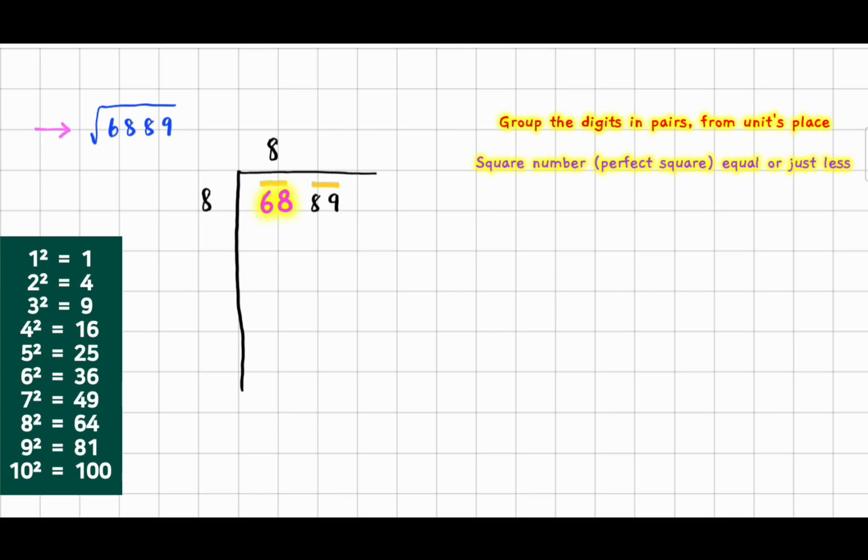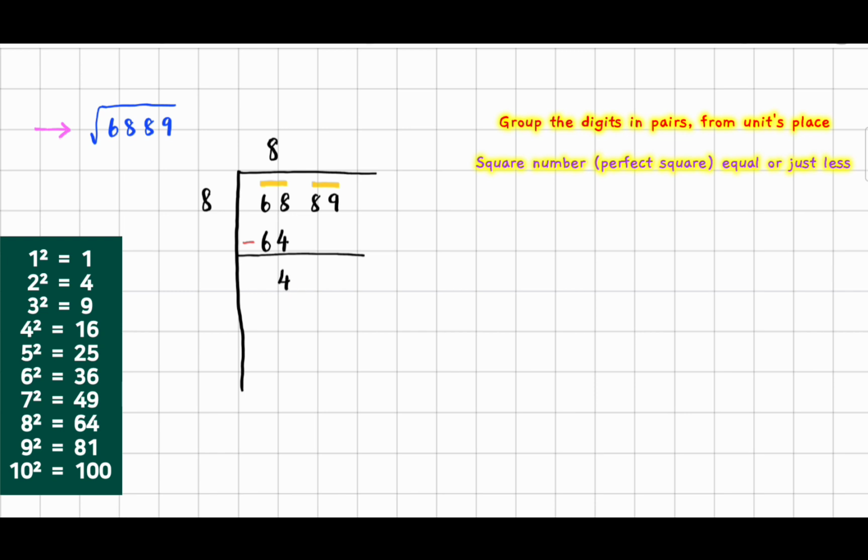Okay, now we do it like the regular division process. Multiply the divisor 8 and the quotient 8. So 8 times 8 is 64. Then I write it under our first pair, 68. And we subtract them. 68 minus 64 is 4.